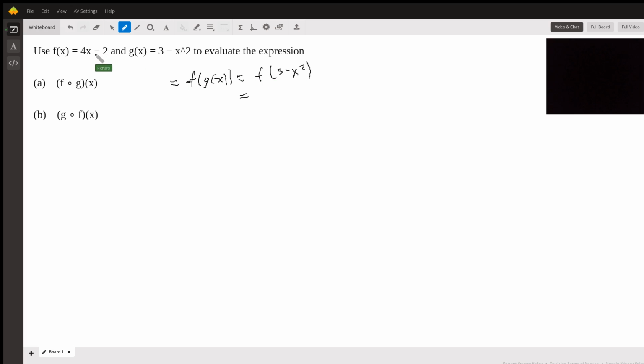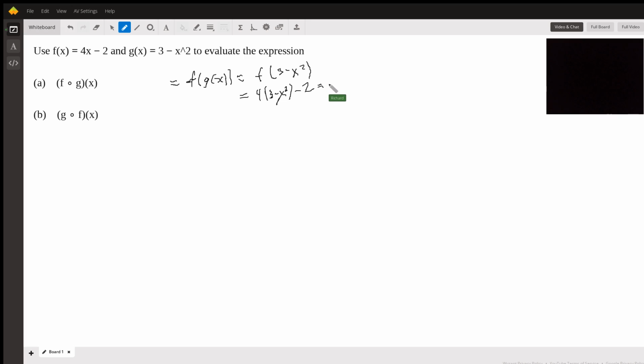Now the f rule, in words, would say: I'm going to take what you give me, which is x in this case, multiply you by 4, and then subtract 2 from you. So I'm going to take what you gave me, which in this case is 3 minus x squared, multiply you by 4 and subtract 2 from you. And that's the answer here.